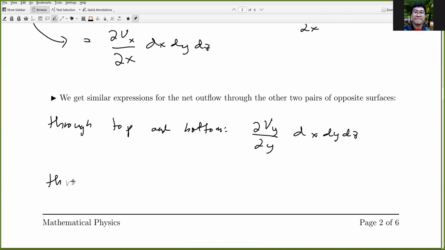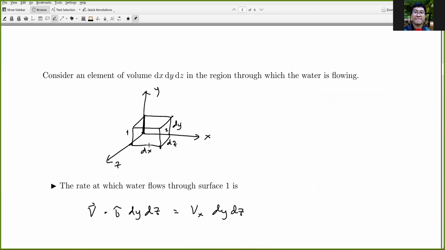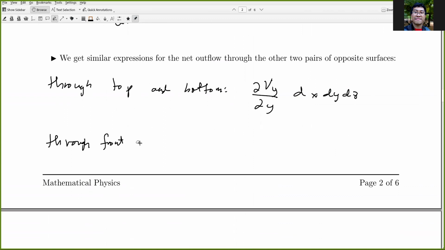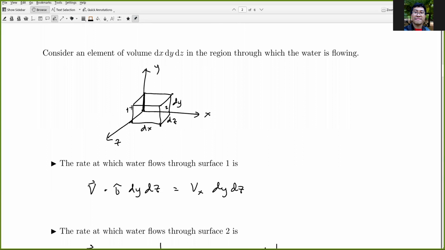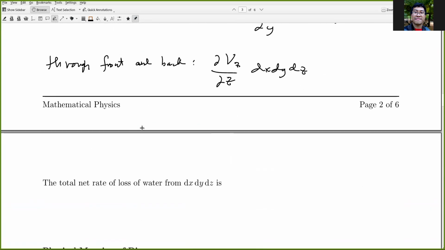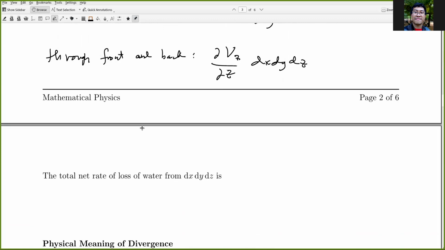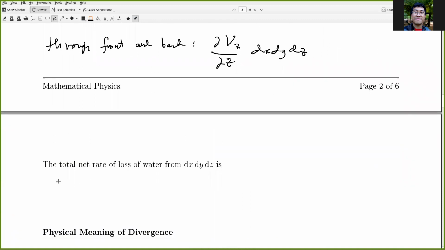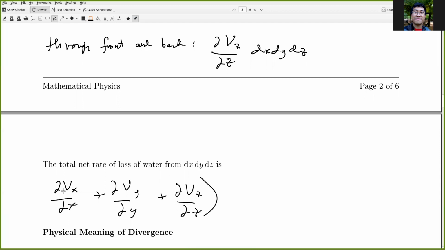So top and bottom is this, and this. We still have front and back. So through front and back, you have the partial derivative of Vz with respect to z dx dy dz. It's along this z direction. So the total net rate of loss of water from dx dy dz would be, we just add this plus this plus this. That would be partial Vx with respect to x plus partial Vy with respect to y plus partial Vz with respect to z, dx dy dz, which is just the divergence.